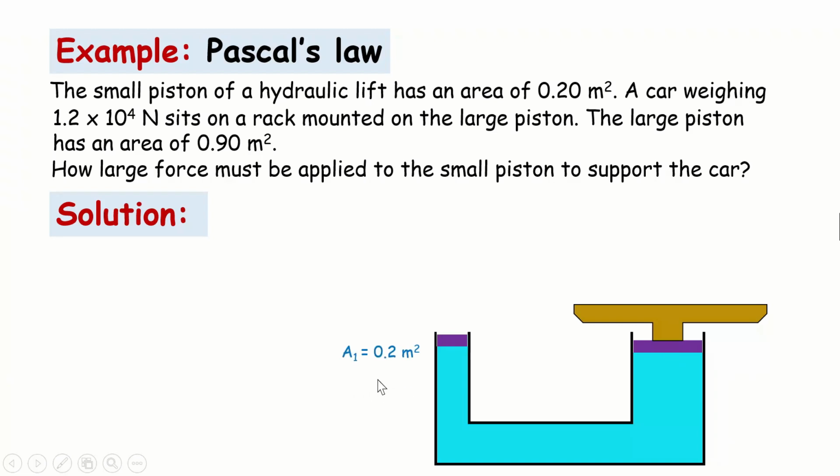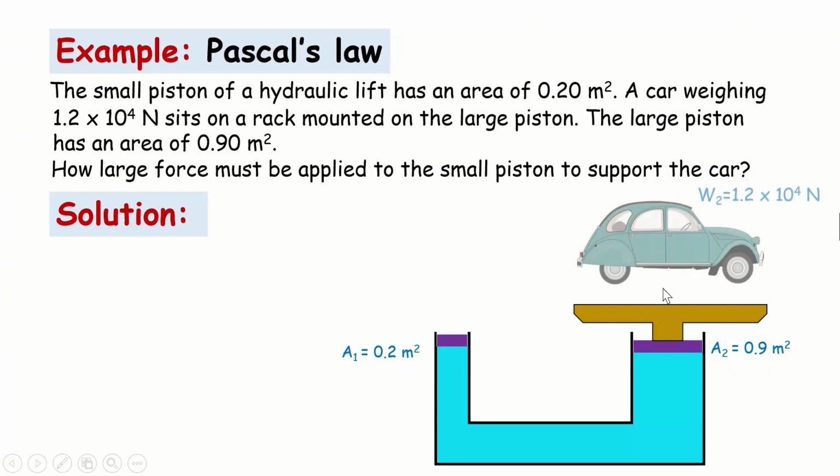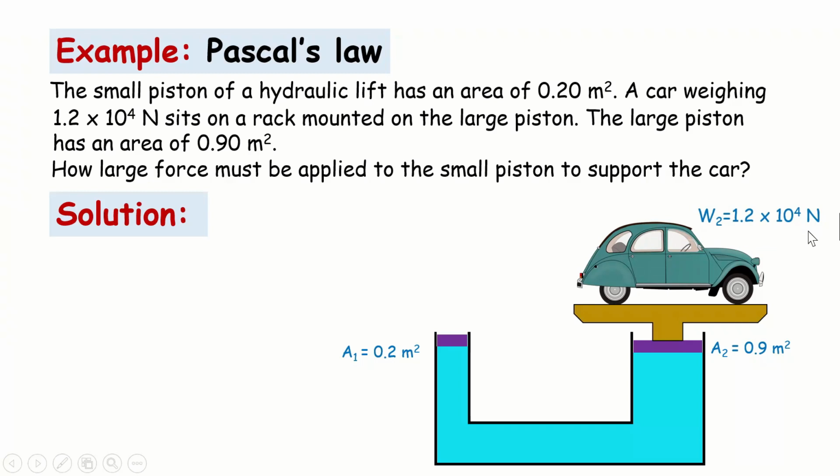Here we have got the area of cross section as 0.2 meters square. It is written over here, 0.2 meters square, and over here the area of cross section of the larger piston is 0.9 meters square. And a load of 1.2 into 10 raised to 4 Newton of a car is sitting over here, as mentioned in the figure. Now we need to find out the force acting on this smaller piston, that is W1.